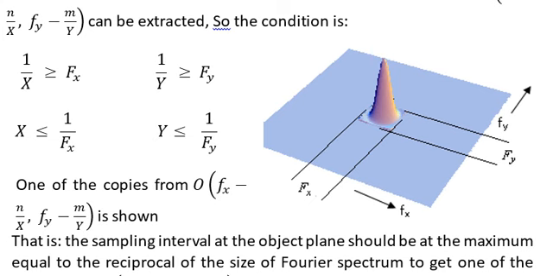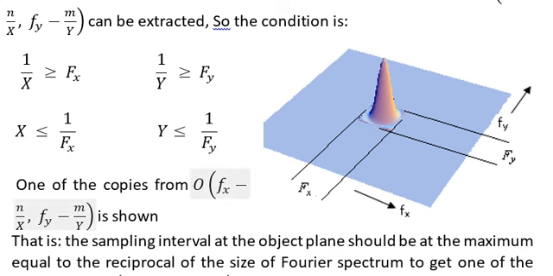So we have given the condition for the separation of these copies: 1 over X, which is the center to center separation of the copies, should be greater than or equal to the width of the copy, which is Fx, and 1 over Y, which is the center to center distance of the copies along the y direction, should be greater than or equal to Fy. So these are the conditions. We can write them in the reciprocal form as capital Fx is less than or equal to 1 over capital X and capital Fy is less than or equal to 1 over capital Y.